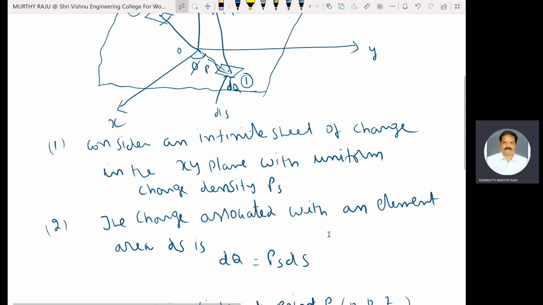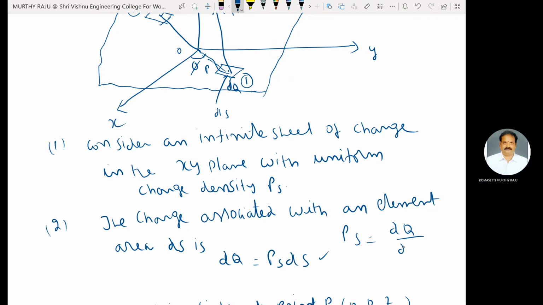The charge dq is the charge associated with an element of area ds, dq is equal to rho s into ds. Generally, rho s is equal to dq by ds.